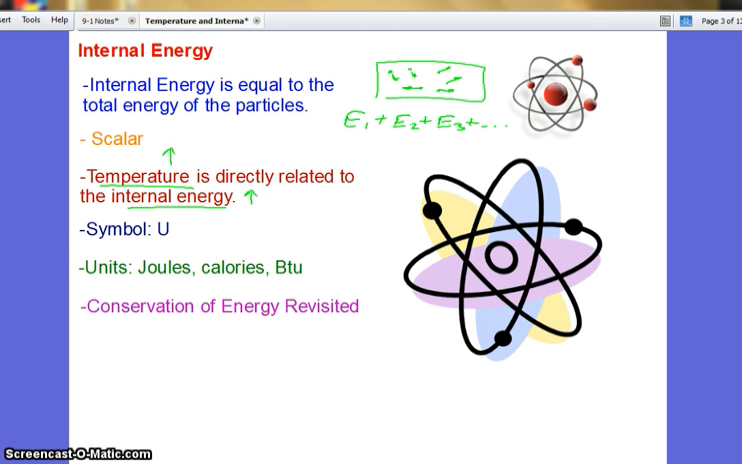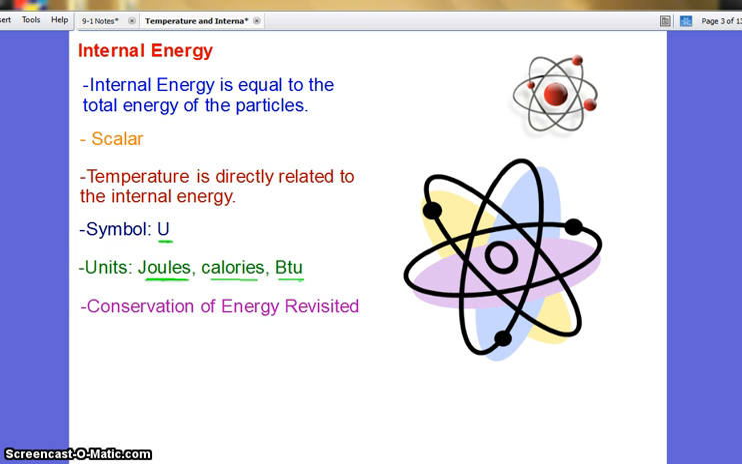The symbol for internal energy is the letter U. Although I don't know a reason for that, it is pretty common. The units, we're going to be working with joules, but those are not the only units for internal energy or any type of energy. We can also measure internal energy in calories or BTUs. And BTU stands for British Thermal Unit. But again, most scientists will use joules, so that's what we're going to stick with.